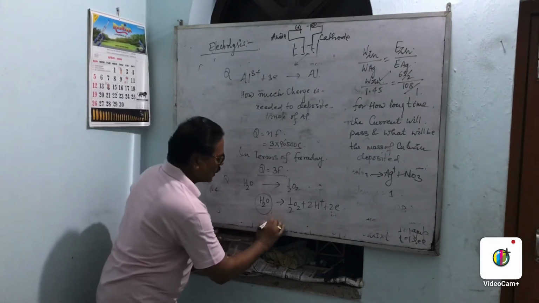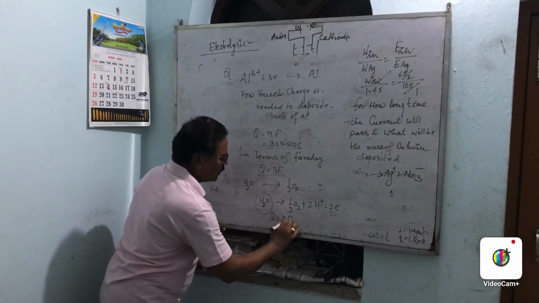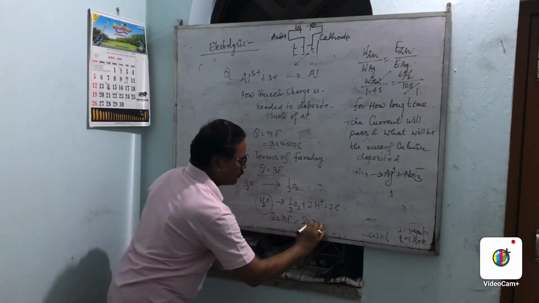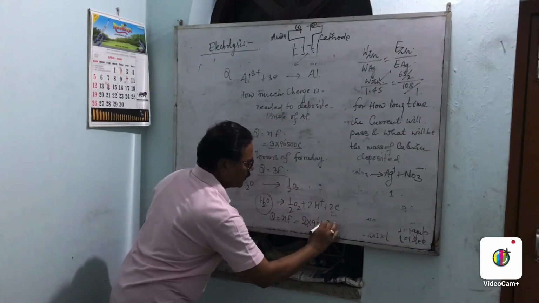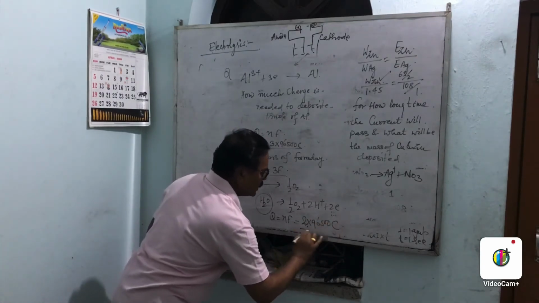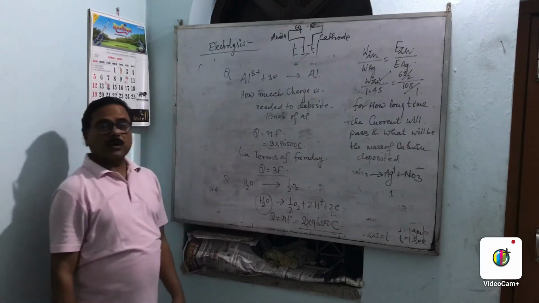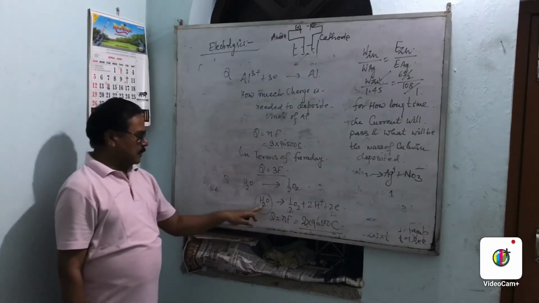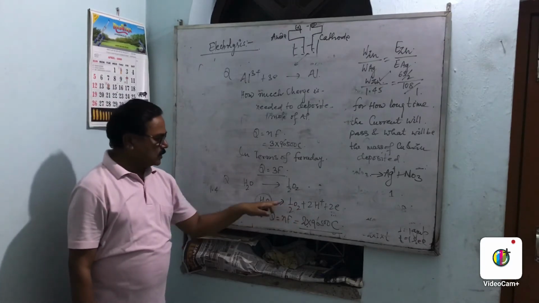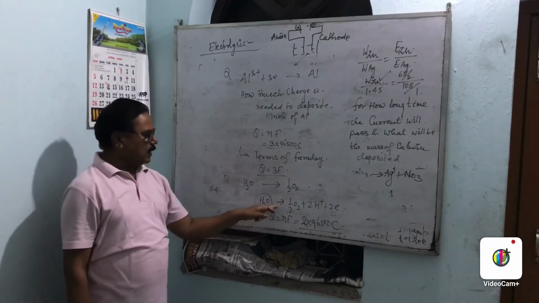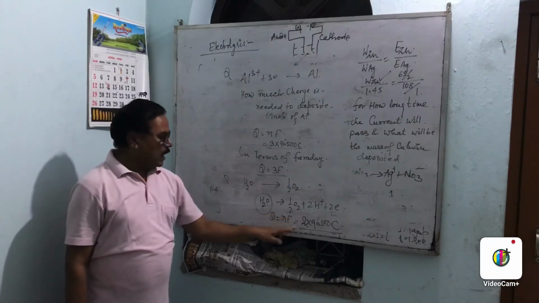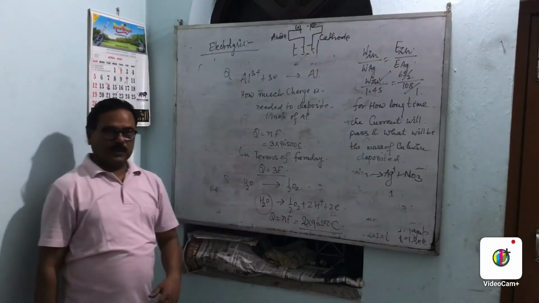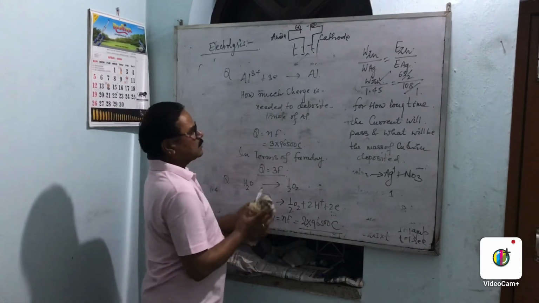So Q is equal to, again we write NF. What is the value of N here? That is 2. And what is the value of F? 96,500. This is the coulomb. This charge is needed to oxidize 1 mole of water into oxygen. And in terms of Faraday, it is 2F. Similarly, we take the other questions.